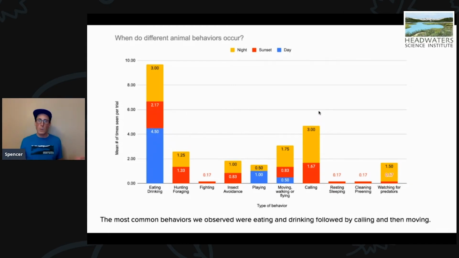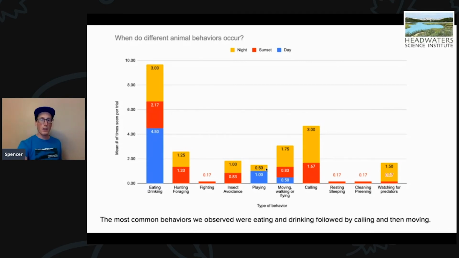The next thing that we saw that was kind of interesting that we didn't think we were going to see was calling. A lot of the birds we could see making sounds as well as hear them, and tons of insects and frogs, we could hear them making all sorts of sounds. I didn't expect this, but it was kind of neat.